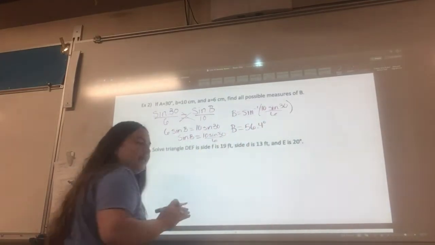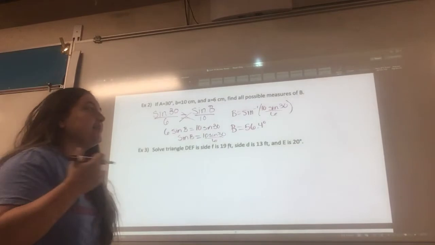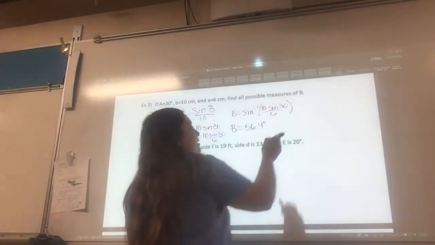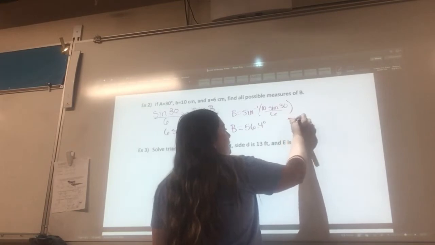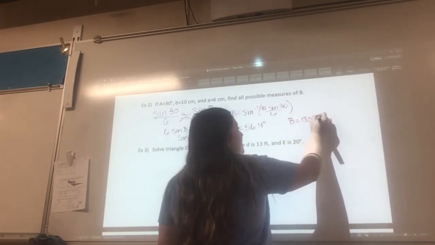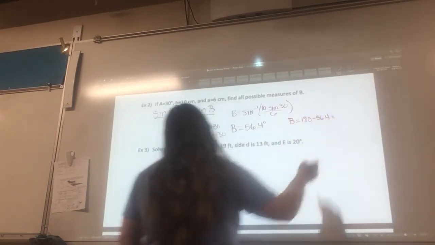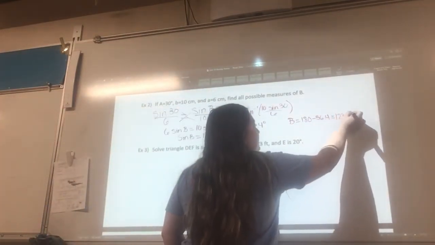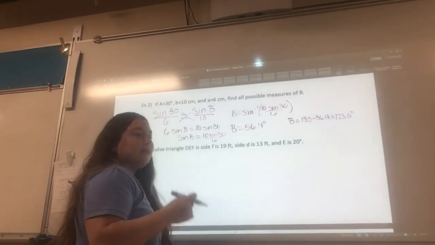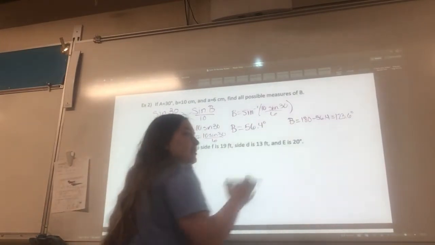That is one angle. We now need to find the second possible angle. So the second possible angle says we take 180 minus 56.4. That is equal to 123.6 degrees. Now what we need to understand is, does it work?